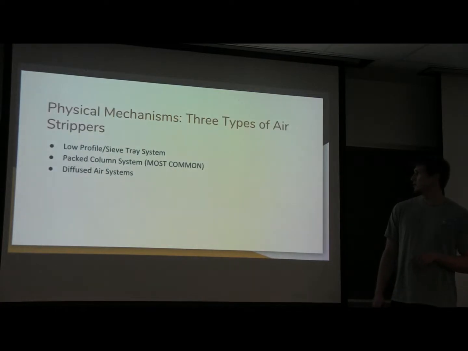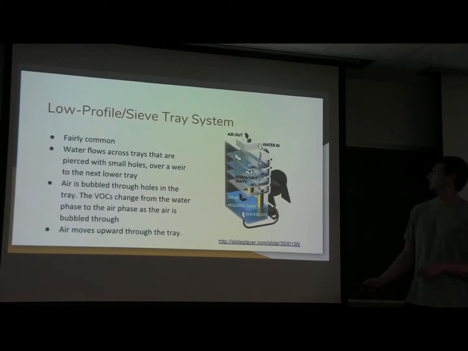So there's basically 3 different types of air strippers. There is the low profile sieve tray system, the packed column system, and then a diffused air stripper, which is not very commonly used. It's used for only specific scenarios, so we'll go over that later.